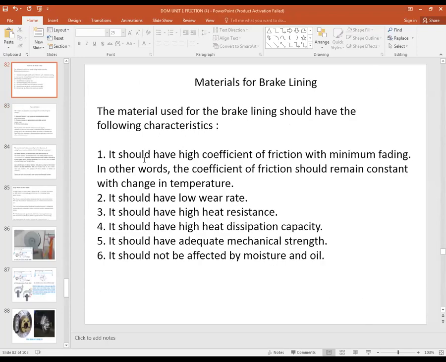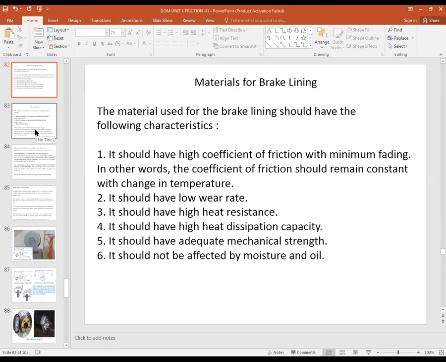So in the last class, we saw what a braking system is, how a braking system is applied, and some of the materials used for braking systems. We also saw some of the factors, that means the characteristics of braking, that is, what kind of characteristics the braking material should have. These are some of the characteristics which the braking material must have.